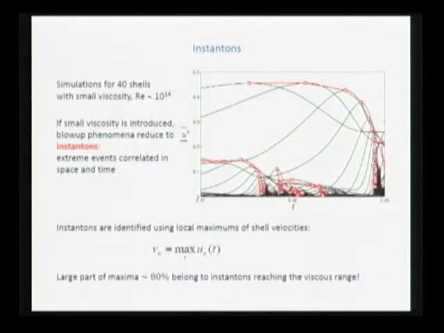And the first exciting feature is that 80% of maxima turned out to be in the sequences that start at a certain moment and go all the way down to the inertial range. So 80% of maxima is strongly correlated information, very strongly so, because it goes all the way to the viscous range. These kinds of sequences are called instantons.